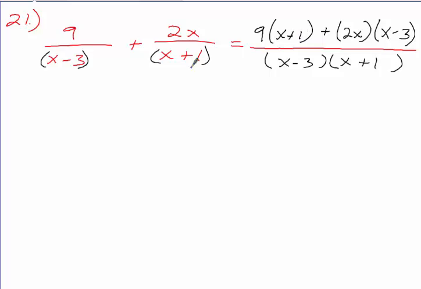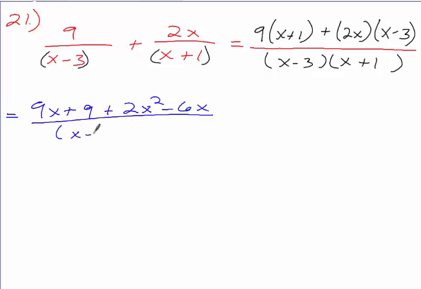Okay, so now, back to answer Cardell's question. We can't start canceling from top to bottom yet. Why not? What's creating the problem? What's in the way? The plus sign. So what I have to do is I have to multiply everything out, get rid of all of my parentheses, combine my like terms, factor, and then I can cancel. Okay? So I'm going to just distribute here. I get 9x plus 9 plus 2x squared minus 6x all over x minus 3 times x plus 1. So any questions on the multiplication step?